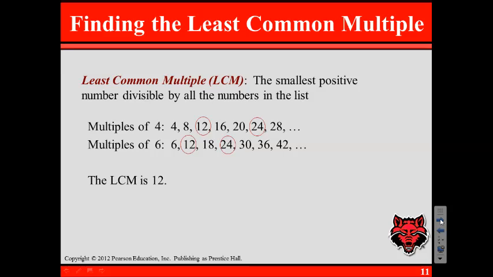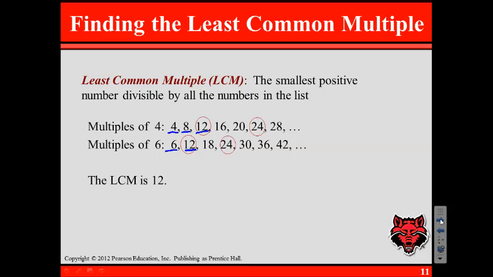So let's look at the multiples of 4. 4 times 1 is 4. 4 times 2 is 8. 4 times 3 is 12, and so on. If I wanted to find the least common multiple of 4 and 6, I would also need to find the multiples of 6. 6 times 1 is 6.